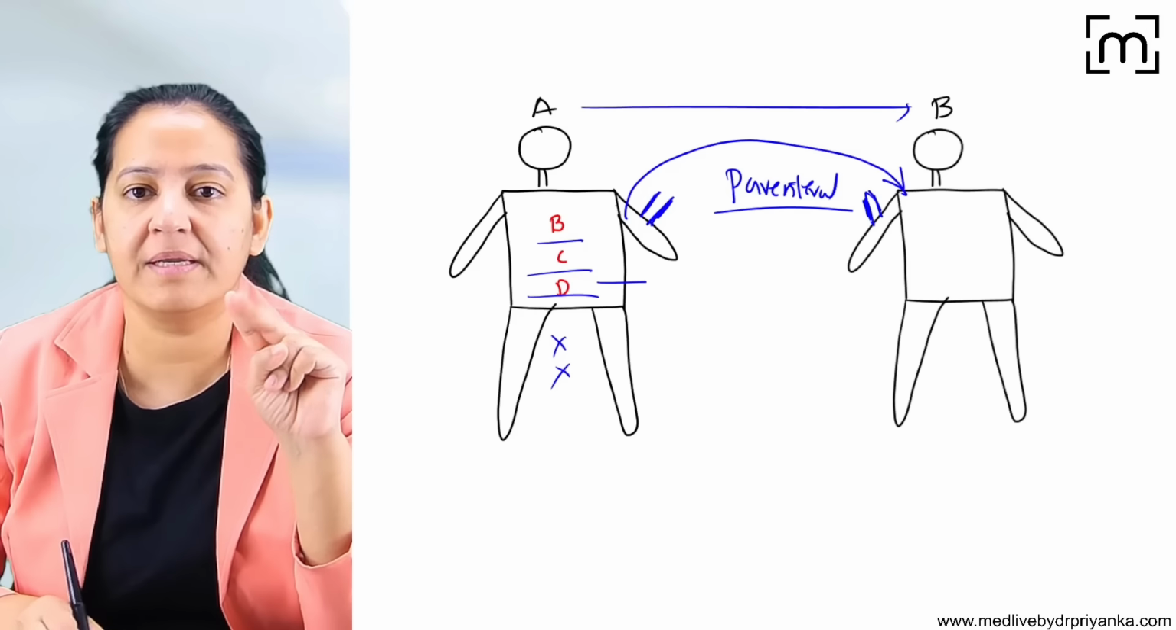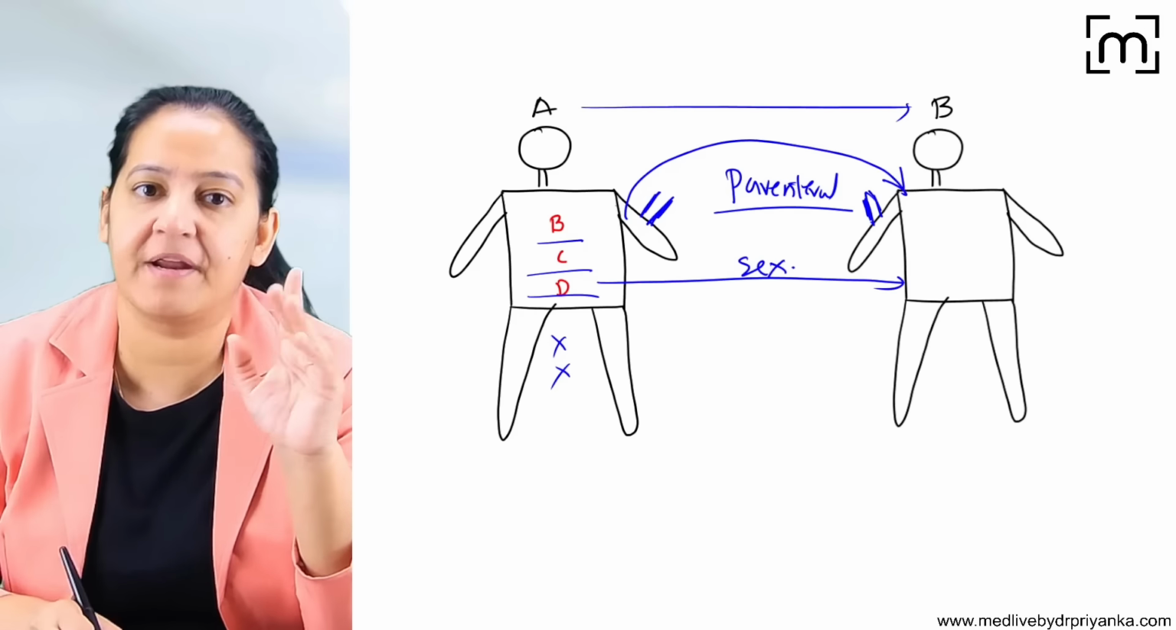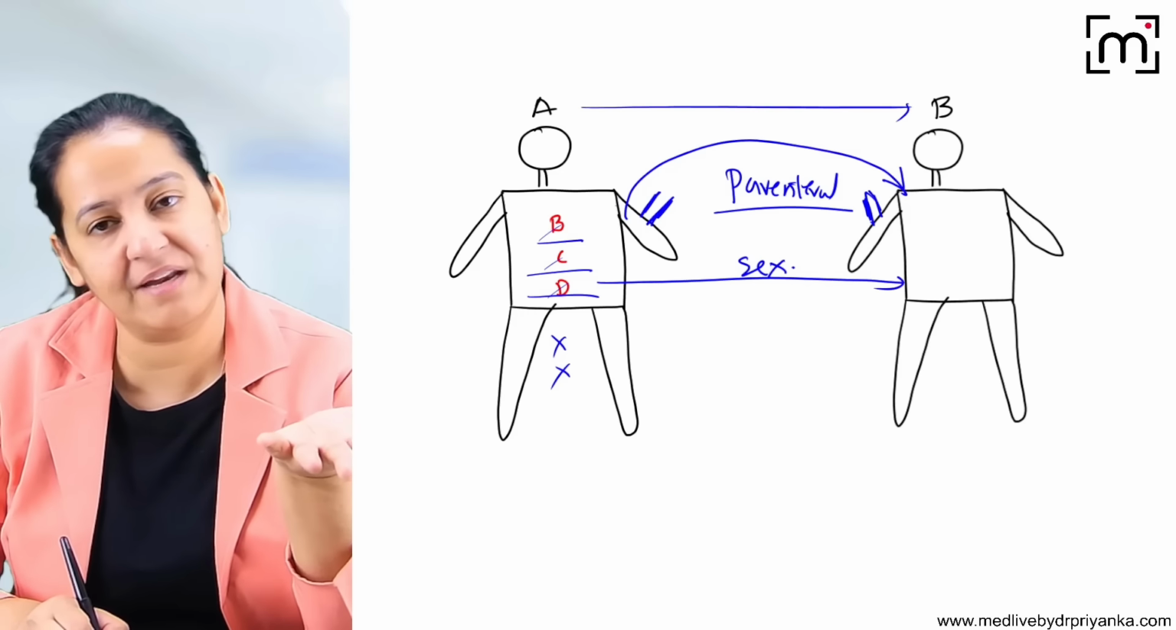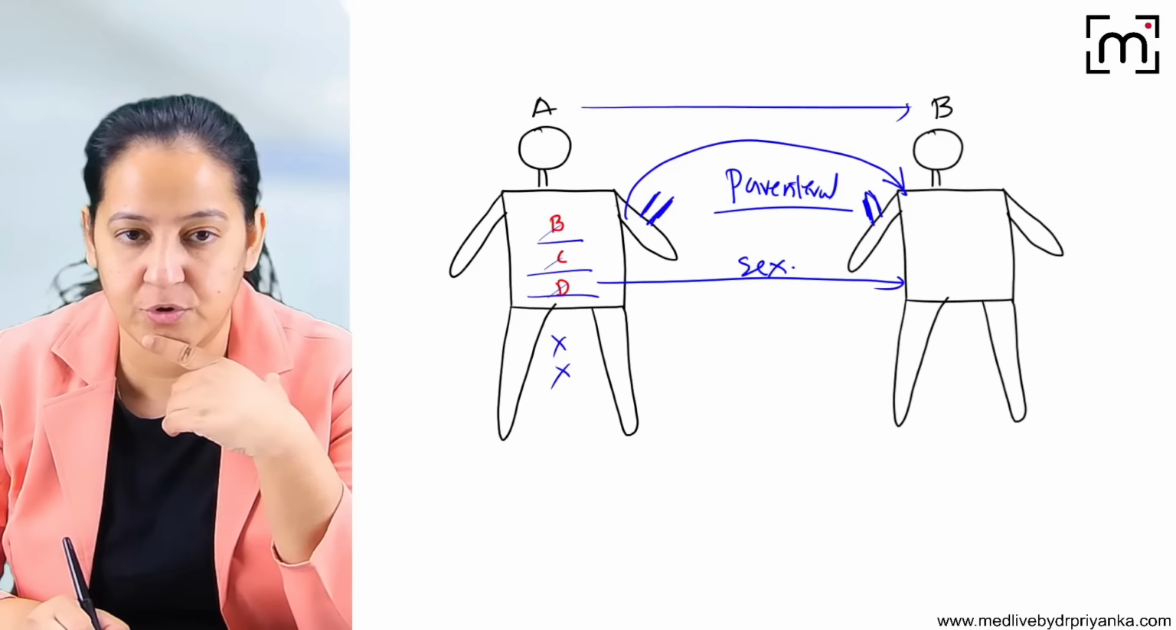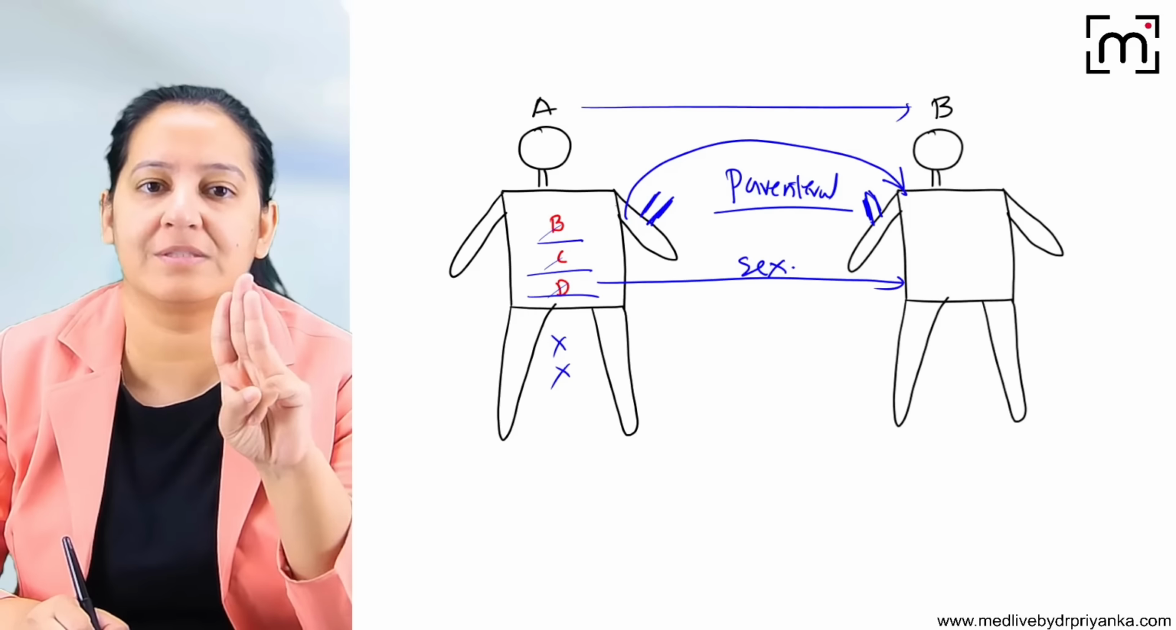The second most common is the sexual route. A person having hepatitis B, C, D can transmit the infection to another person via sexual intercourse, but this route is very rare. And the third route is the vertical.